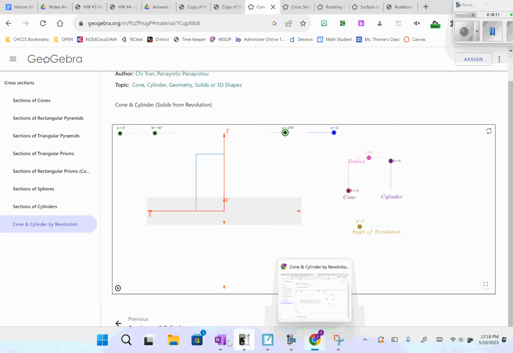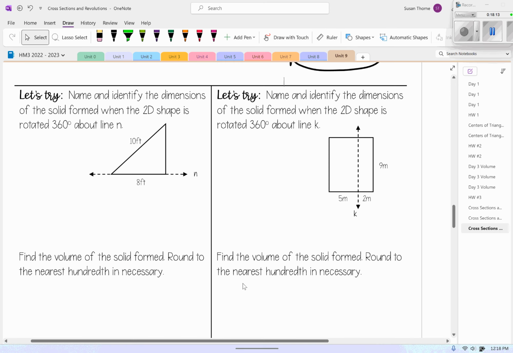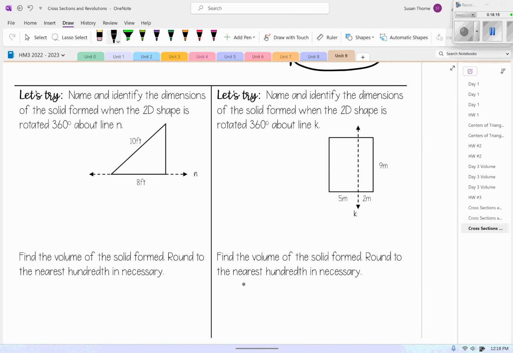So I'm going to go back to our notes. When we rotate this, it says name and identify the dimensions of the solid form when the 2D shape is rotated 360 degrees about line N. So we know we're going to rotate it this way, and that's going to create this cone shape. So this is a cone.